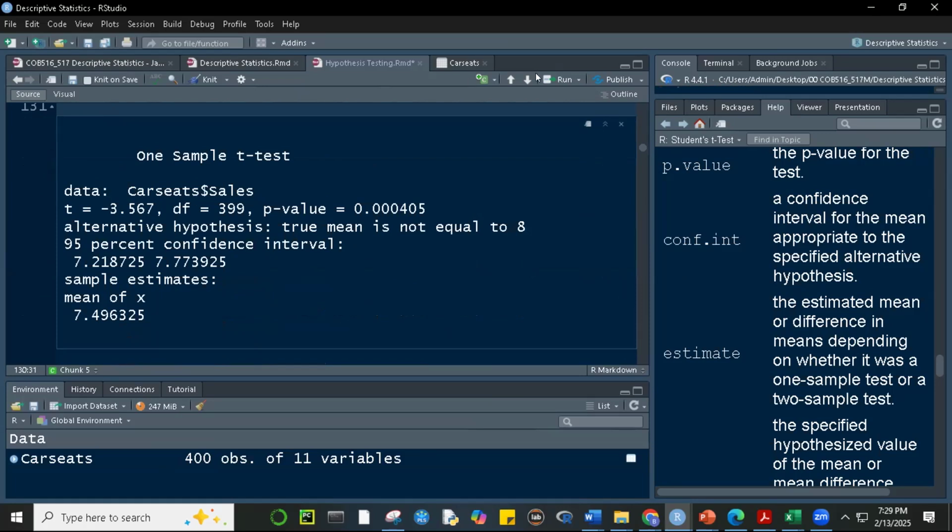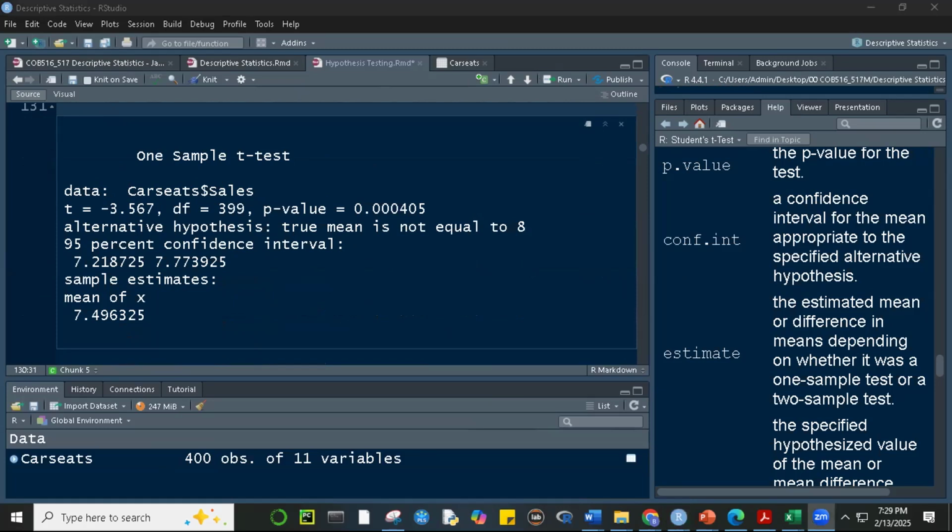Oh, wait, let me pause for a while and ask you, are you able to follow, class, and run that one sample t-test? Are we all good? Okay, good. Thank you, Hannah. Raf, thank you.